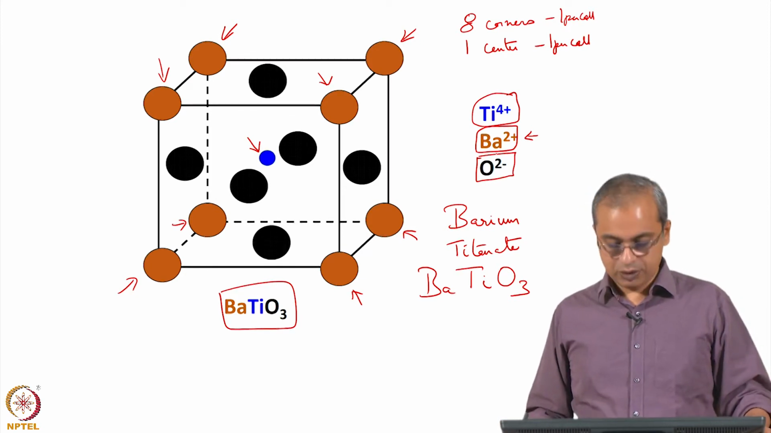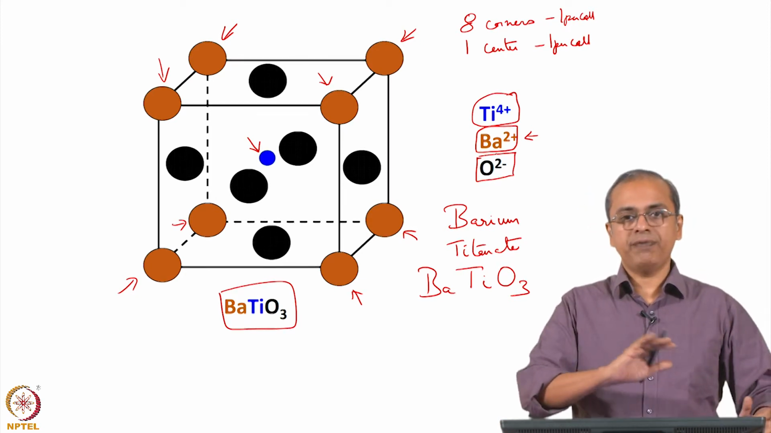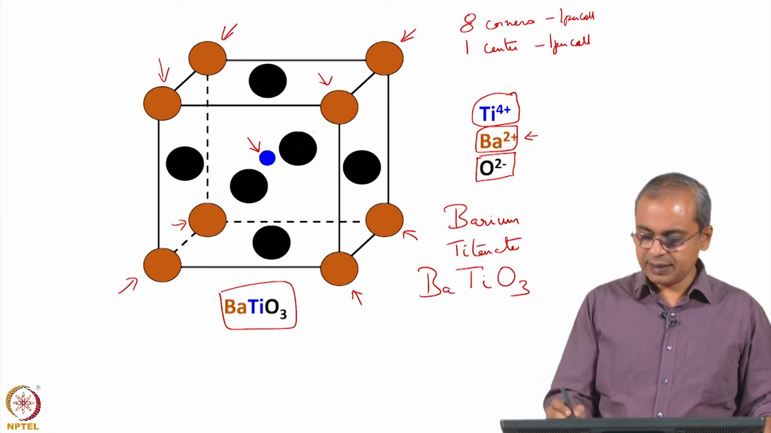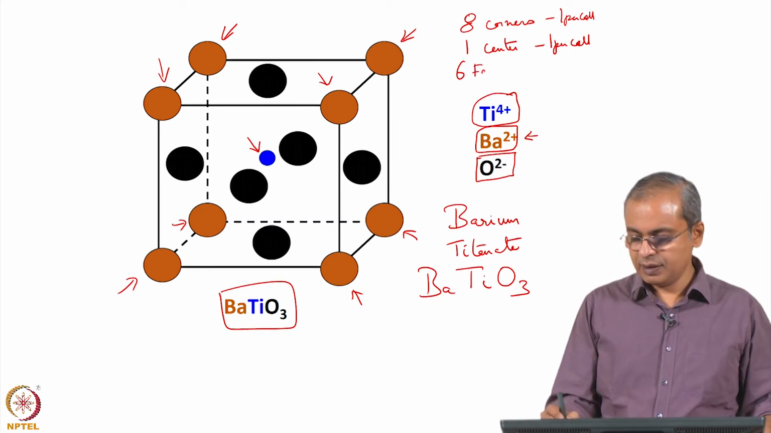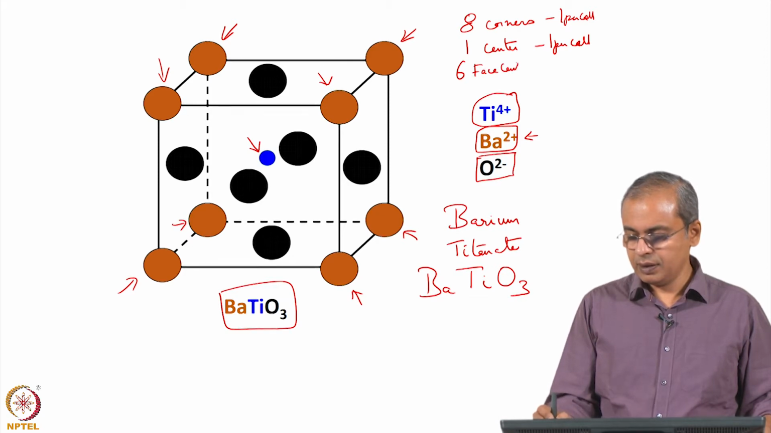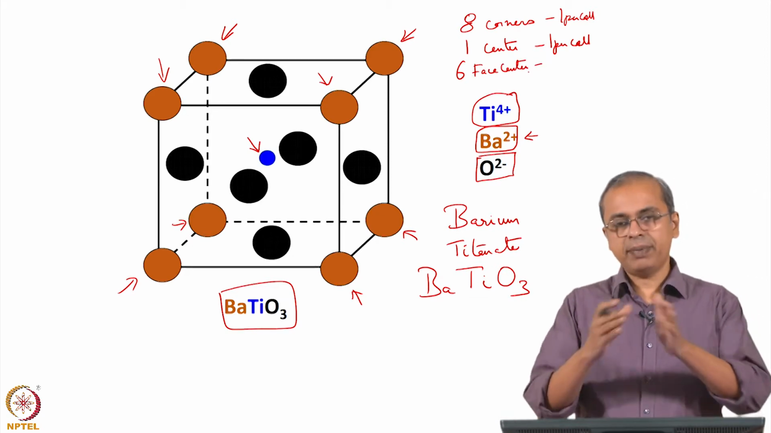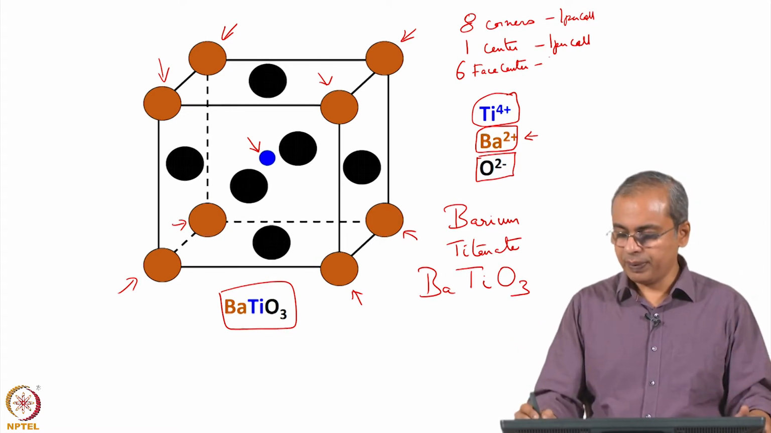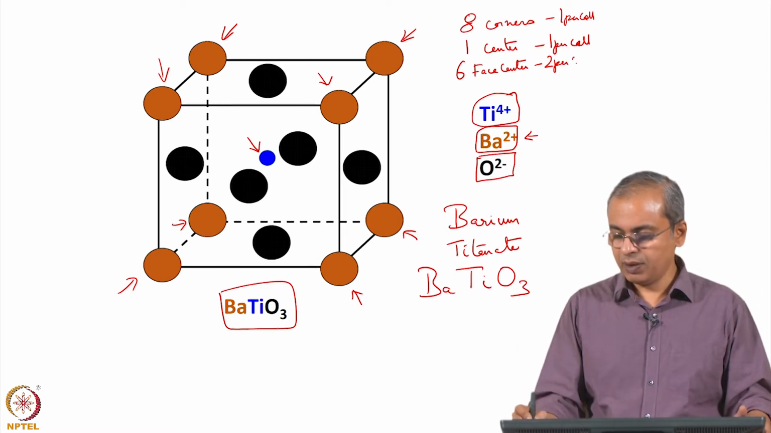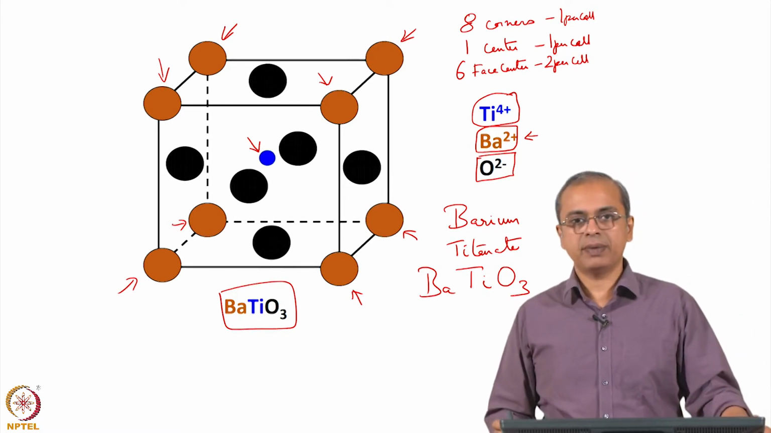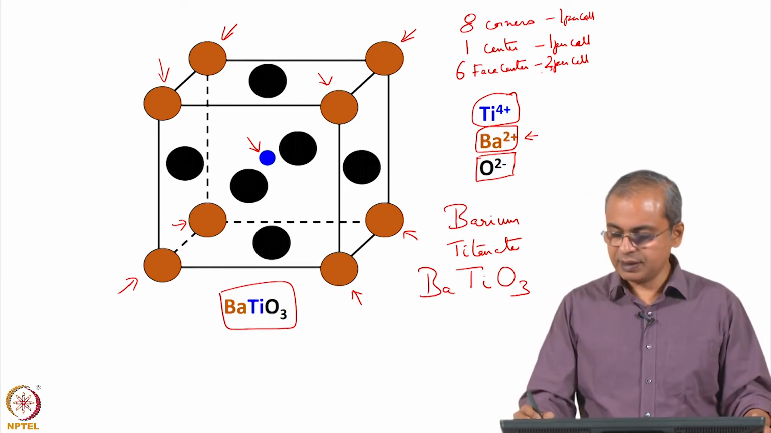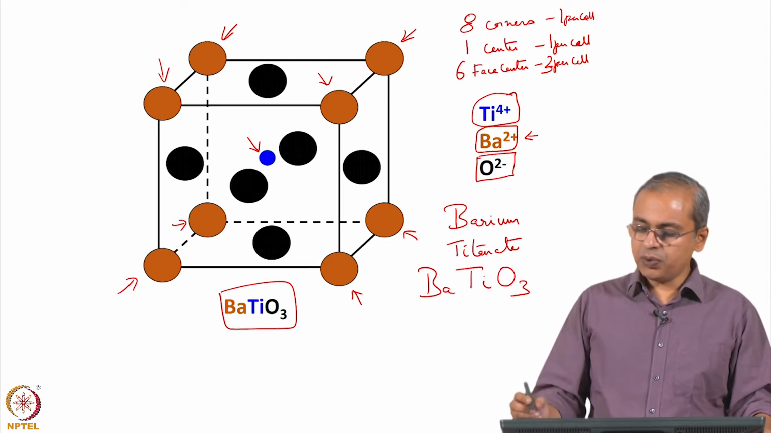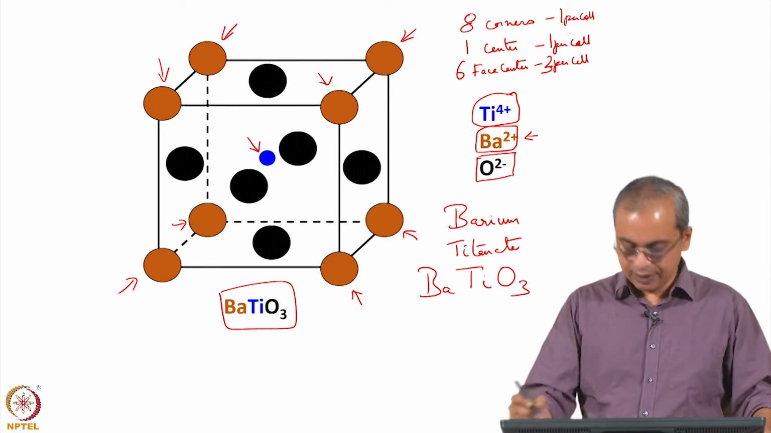they occupy all the face centered locations. So, you have here 1, 2, 3, 4, 5, 6 face centers, each is shared by 2 adjacent cells, and therefore you have, 6 divided by 2, 3 per cell. So, this is what you get, and that is how you get barium titanate.